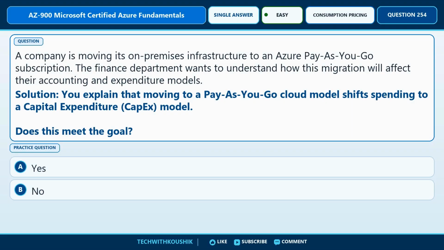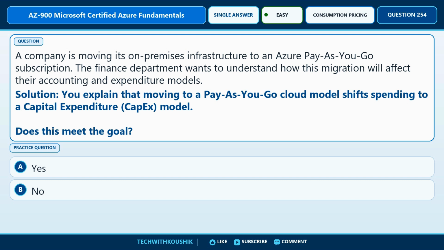Let's continue with question number 254. Let's start with the scenario. A company is moving its on-premises infrastructure to an Azure pay-as-you-go subscription. The finance department wants to understand how this migration will affect their accounting and expenditure models. Solution: you explain that moving to a pay-as-you-go cloud model shifts spending to a capital expenditure (CapEx) model. Does this meet the goal?